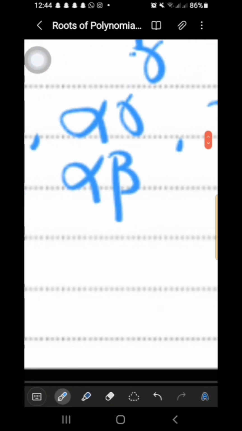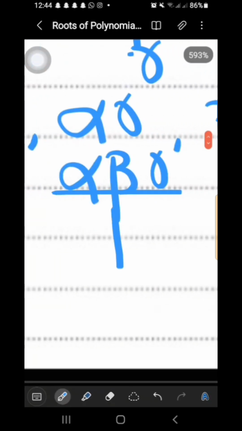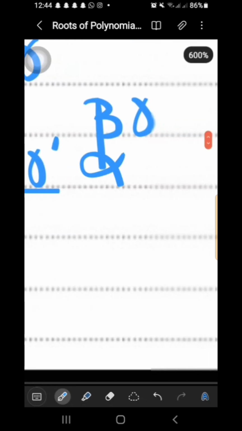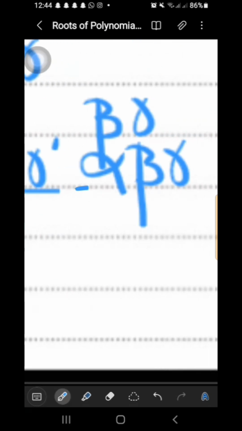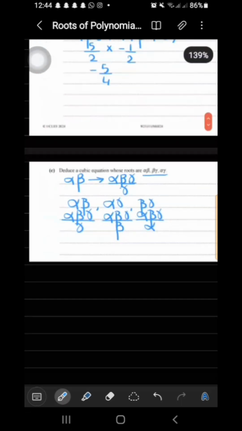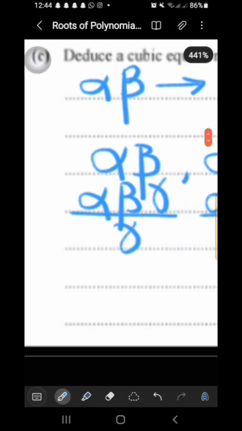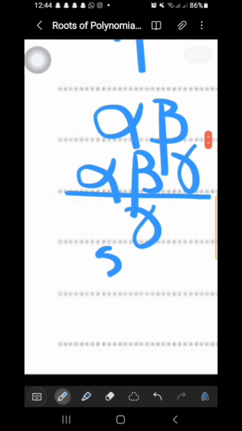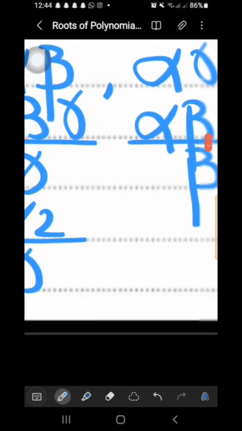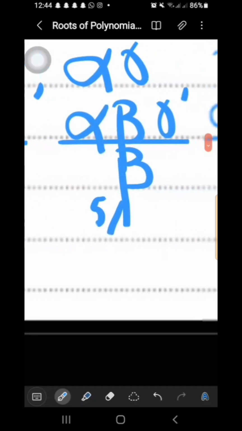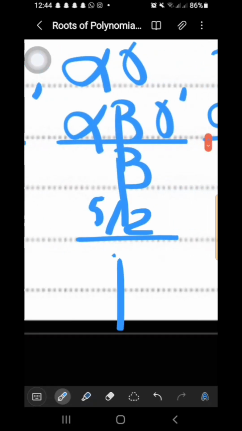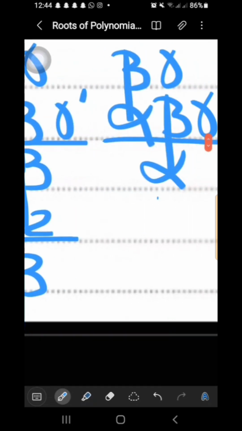Alpha beta gamma and divide by beta, alpha beta gamma and divide by alpha. So that's here. We will move ahead. We know the value of alpha beta gamma, so we can do this. We will write 5 divided by 2 gamma, 5 divided by 2 beta and 5 divided by 2 alpha.